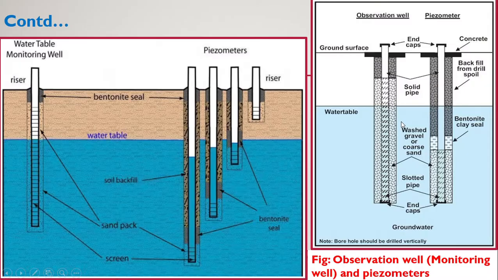Now, from this piezometer reading or water table monitoring well reading, we can derive two things. One is the water table contour map and the other one is the isobath map or depth to water table map. How can we derive these things? So that we will see.